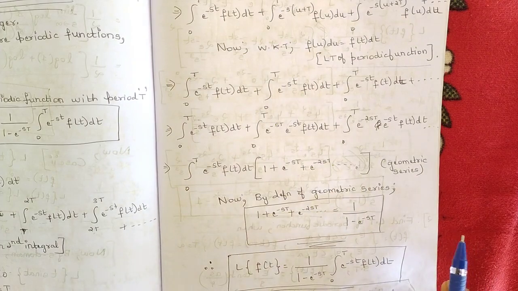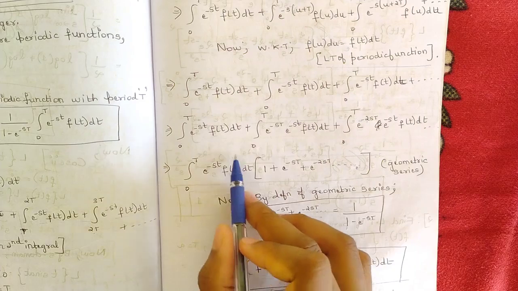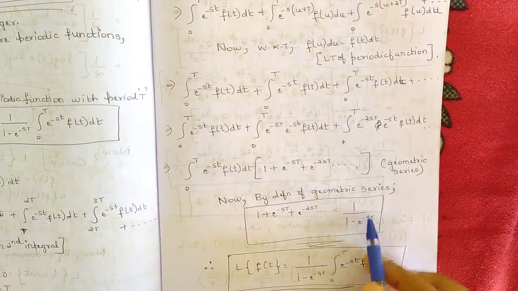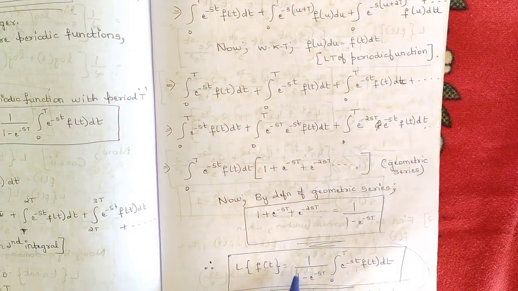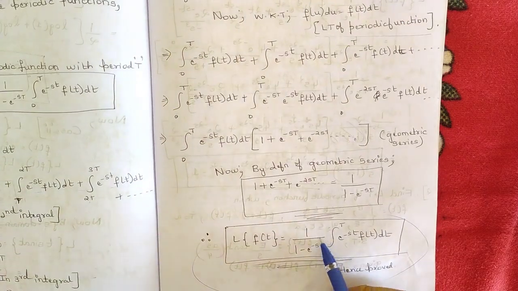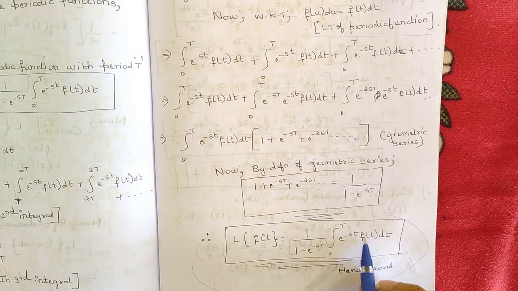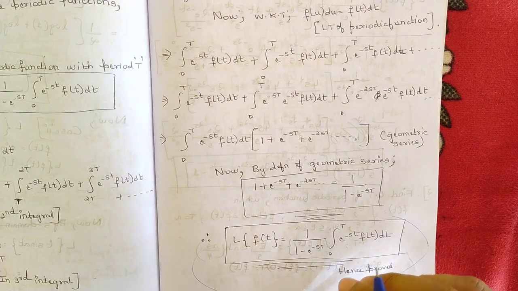Okay, so now finally our Laplace transform L of f of t would be equal to this term as it is, and this geometric series would be represented as this term. So totally we would be getting our answer as L of f of t is equal to 1 divided by 1 minus e to the power minus sT, where T is the time period, times the integral from 0 to T of e to the power minus st f of t dt. Okay, so this is the complete proof of the Laplace transform of a periodic function. Hope it is clear.